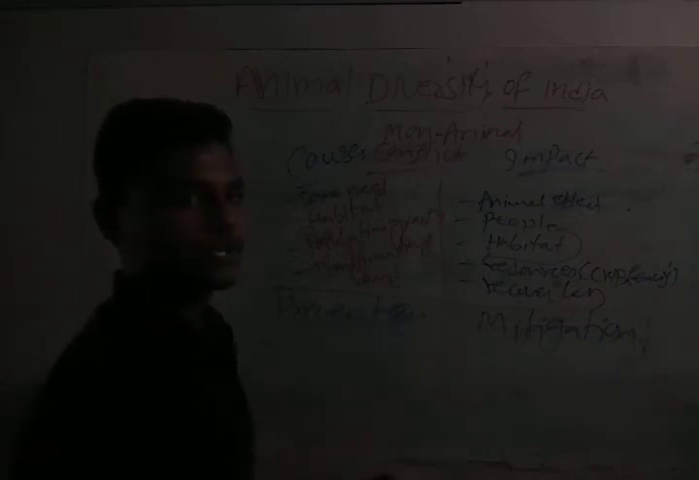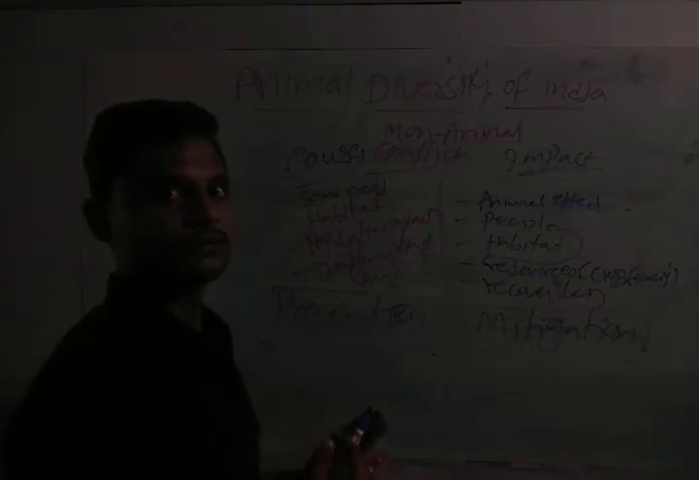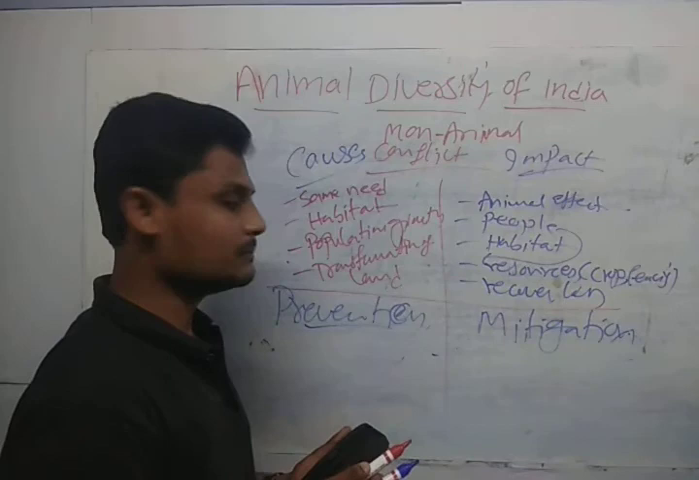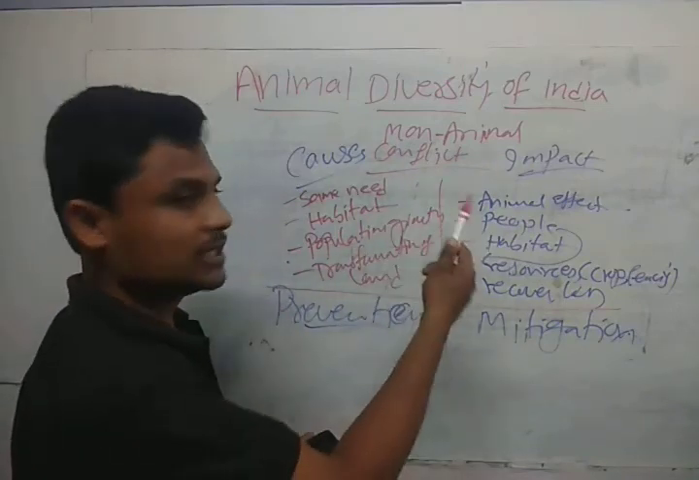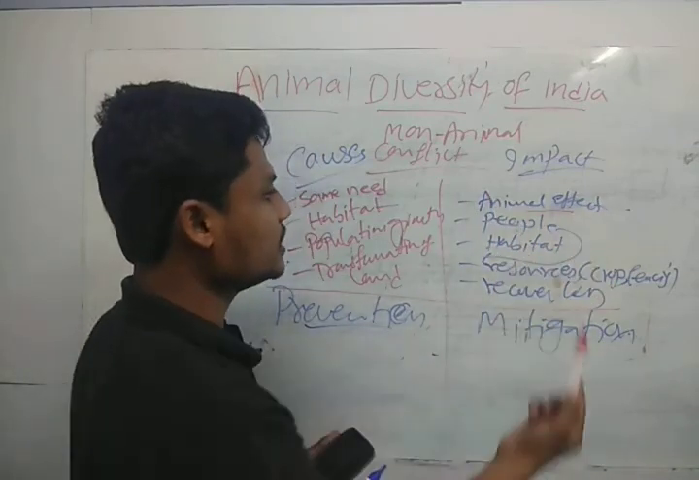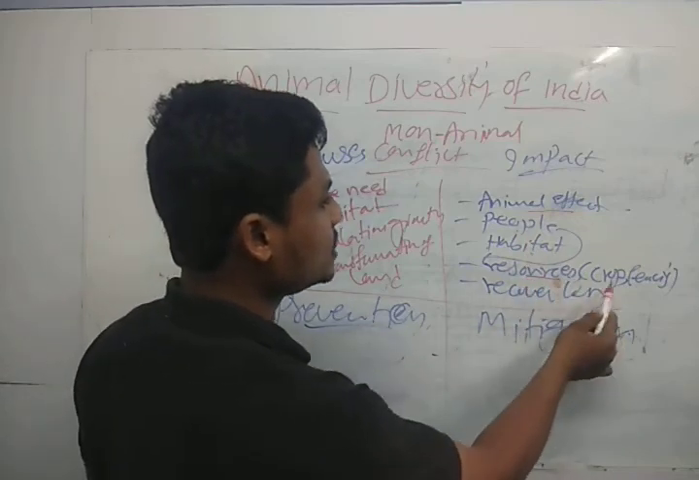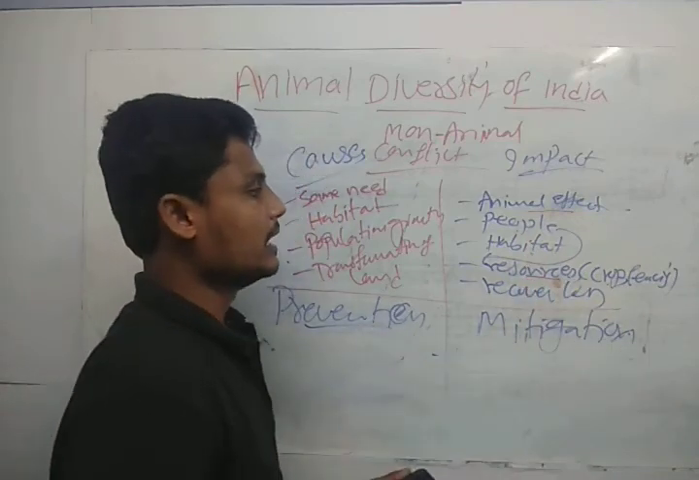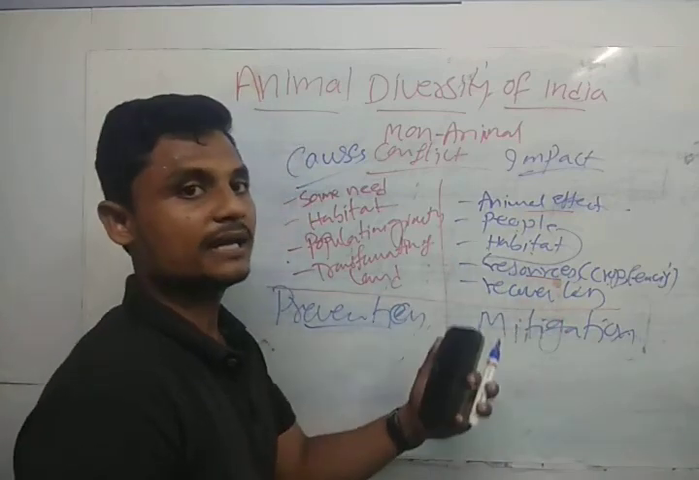Now after this I am going to take the prevention, guys. So what are the prevention measures? Let me repeat the impacts: the animal is going to be affected and the people are going to be affected, the habitat is going to be lost, the resources of the people, that is the crops and the fences, are going to be disturbed, and the recovery also becomes very difficult.